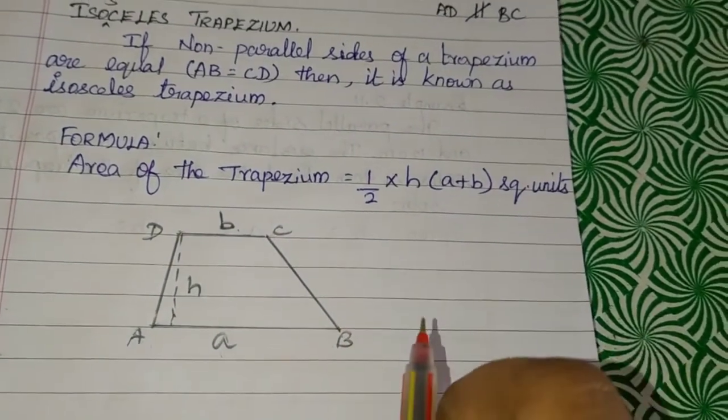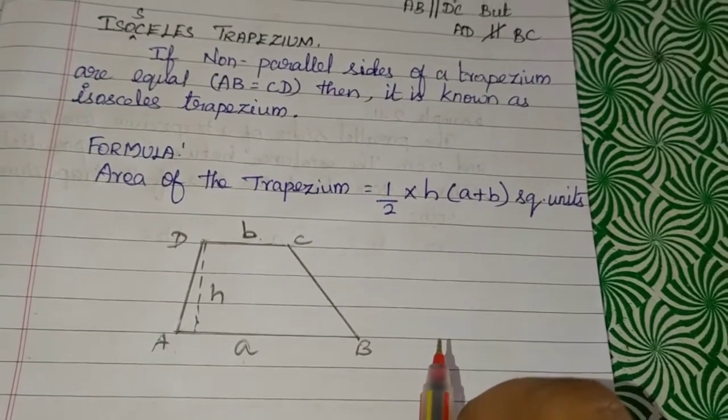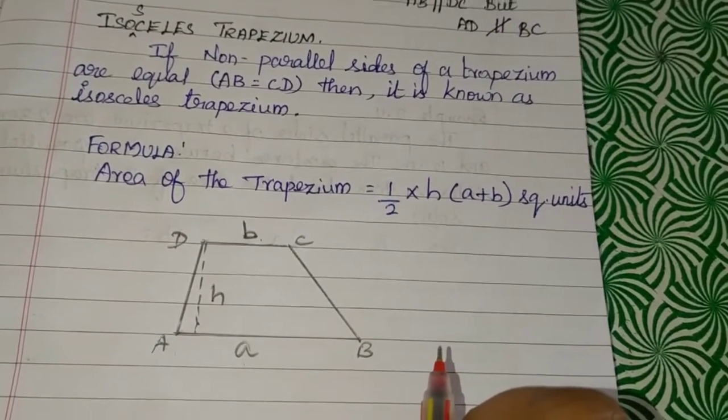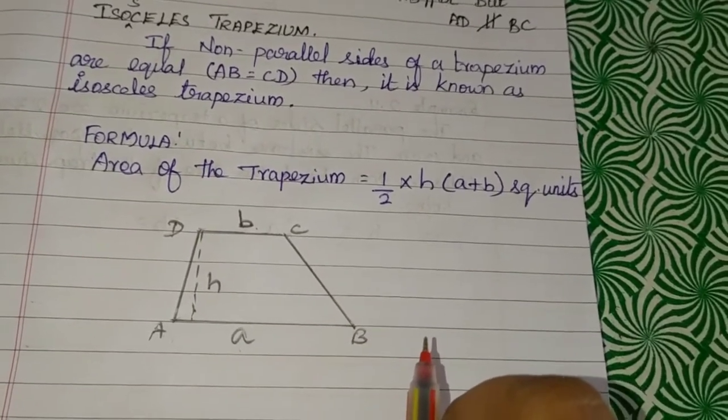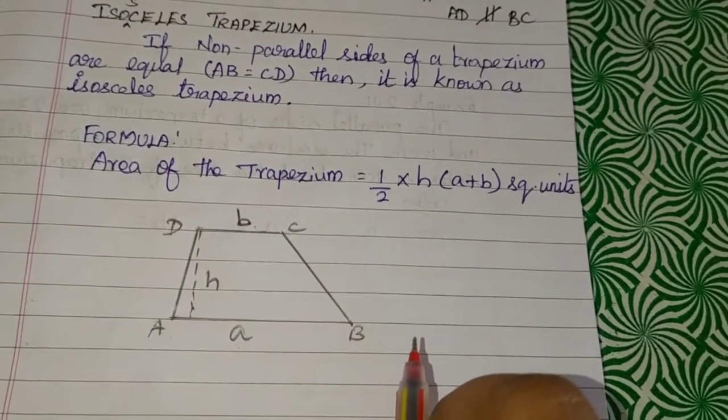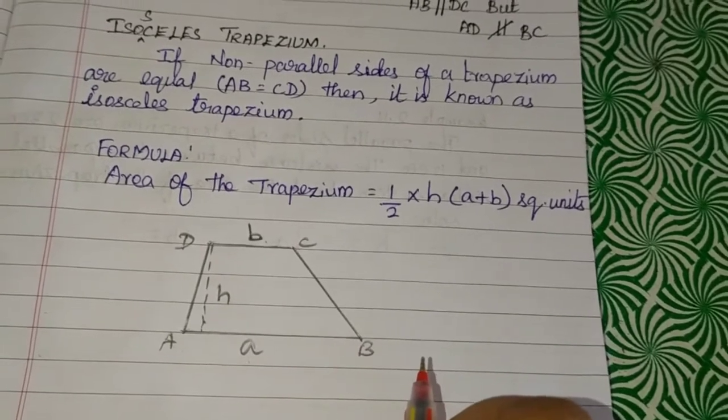Can you say once again with me, what is the area of the trapezium? Area of the trapezium equals half into h into a plus b square units.